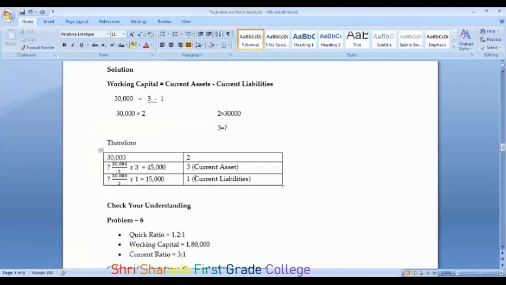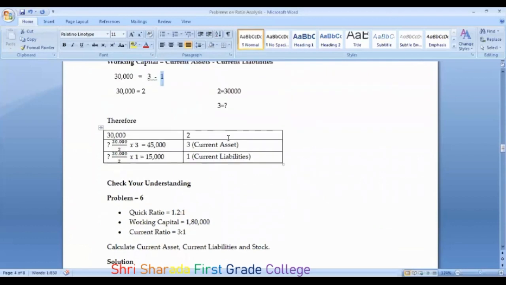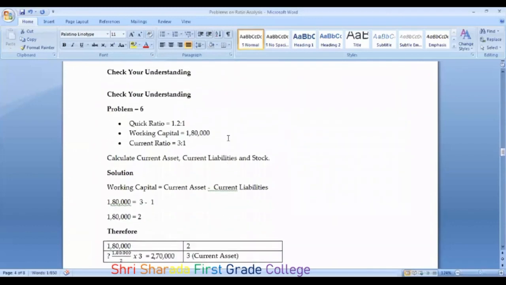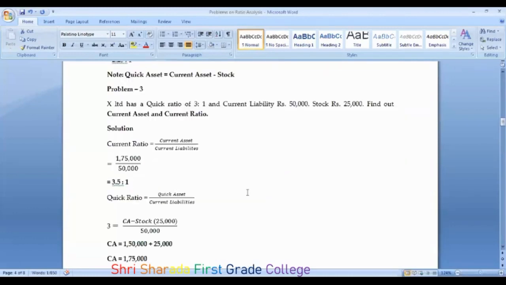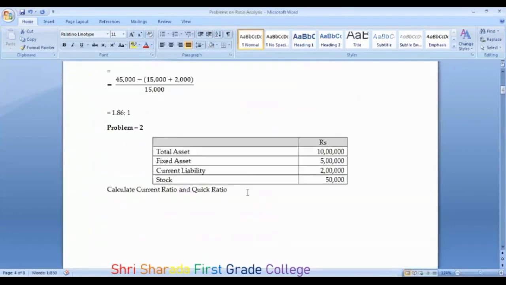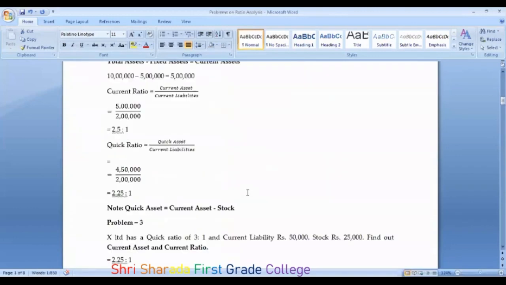In the same manner, proceed with the current liability. So 1 is the value for the current liability. So for 1 you have to find out. So 2 ratio is 30,000, then for 1 ratio how much will the current liability be? You will find that out. Clear? Okay. So this is what you will be computing with the current assets as well as the current ratio and the quick ratio.